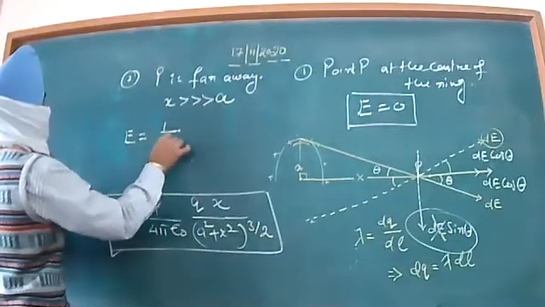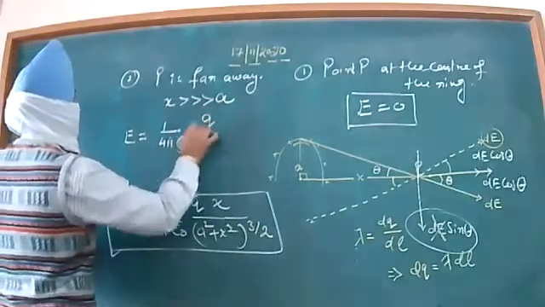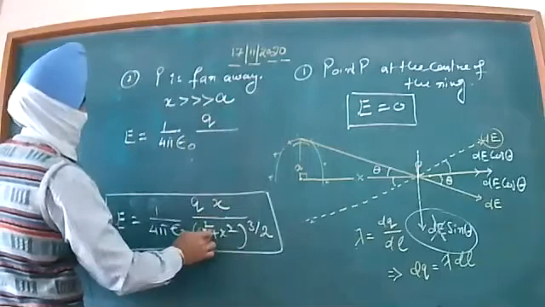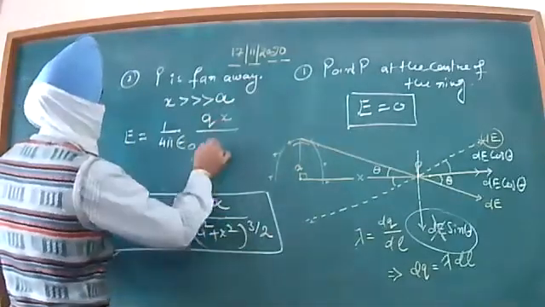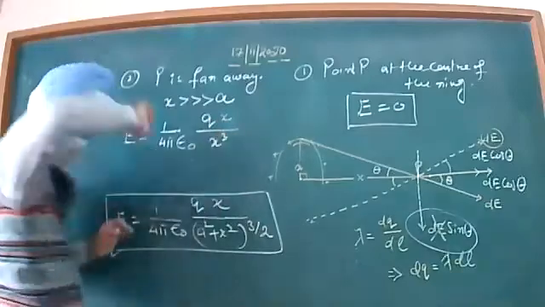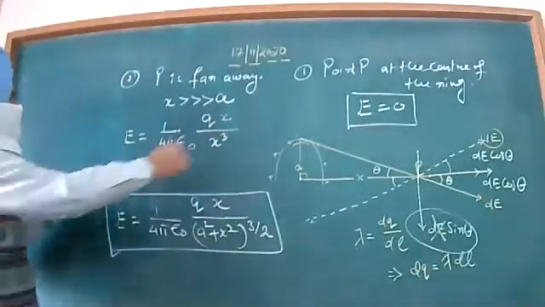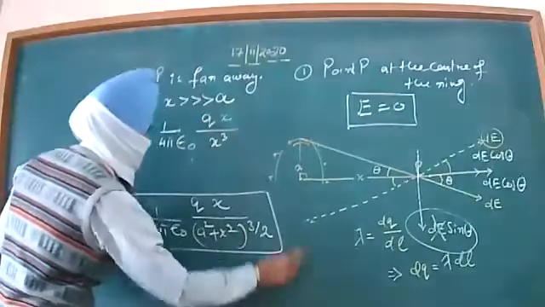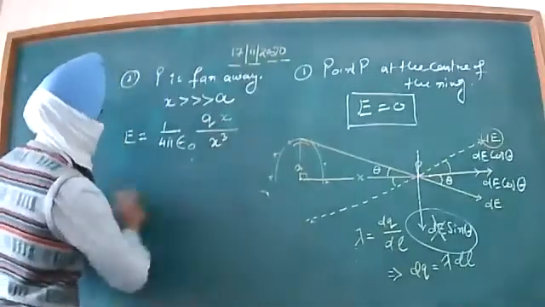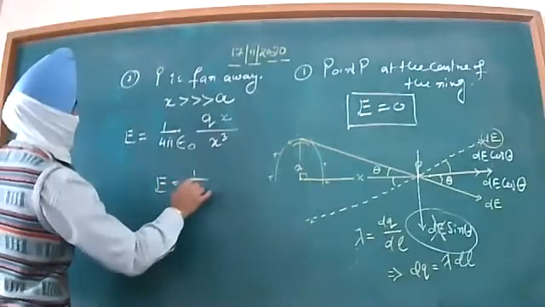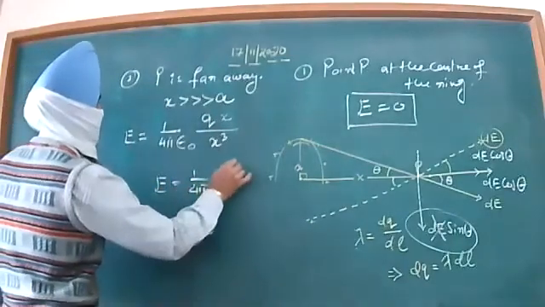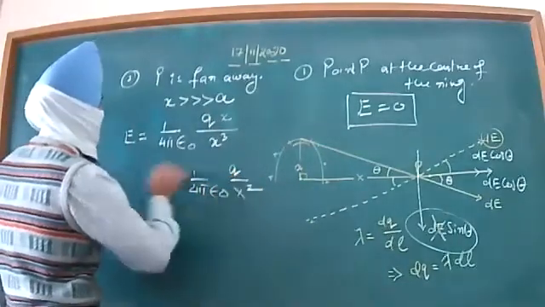A can be neglected, and we will have electric field intensity, beta, this is 1 by 4 pi epsilon naught into Q upon, a is gone, this is x as such. X square power 3 by 2 is x cube, beta. And if it is so, one power will get adjusted, and we will have E equal to 1 by 4 pi epsilon naught Q upon x square.